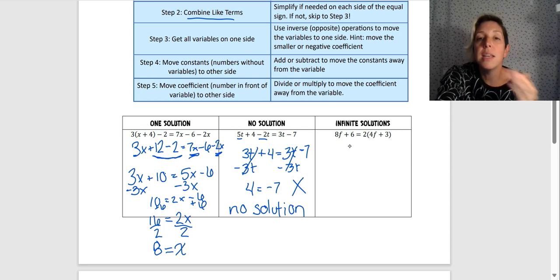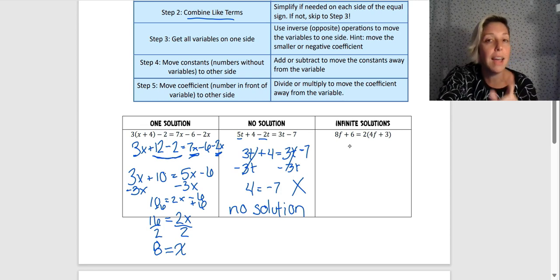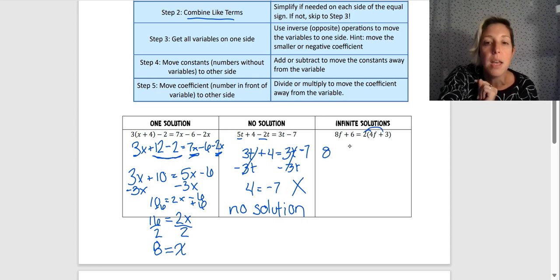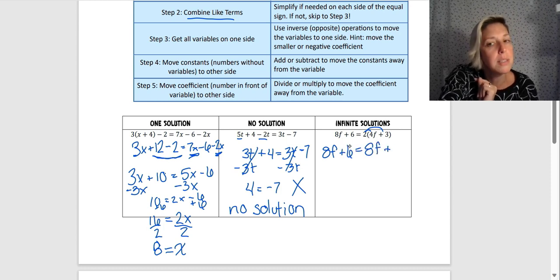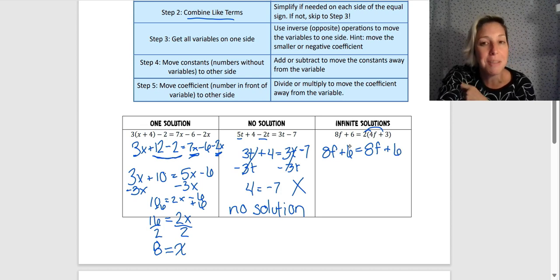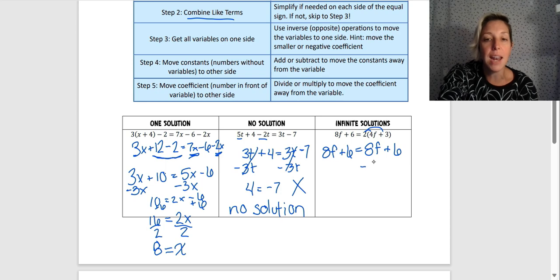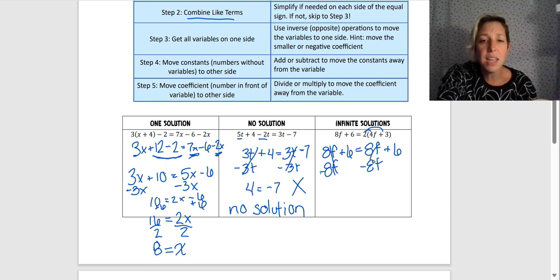So the example for infinite solutions, again, following the steps in our table, distribute first. I do have some parentheses, so I'm going to distribute that. So 8f plus 6 is equal to 8f plus 6. Interesting. You should notice something about that. Now if I subtract 8f from each side, this is getting all the variables on one side, the f's cancel out and I get 6 is equal to 6.